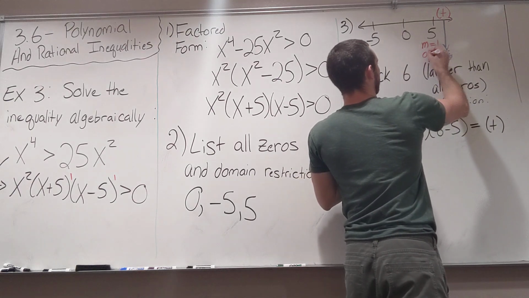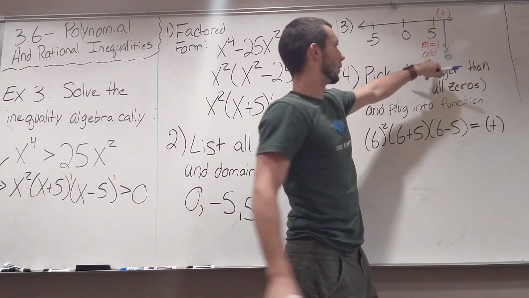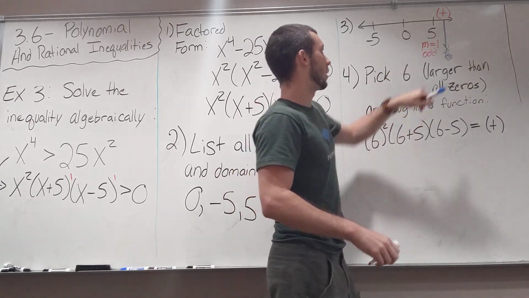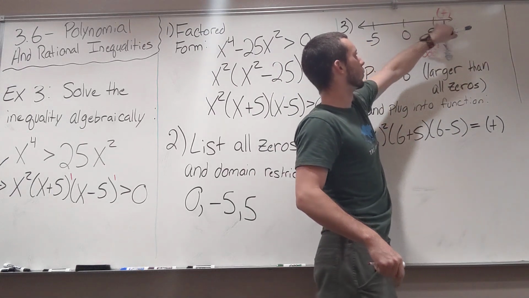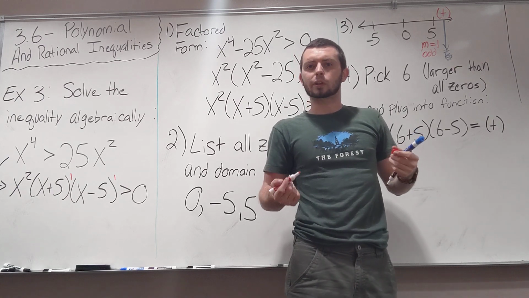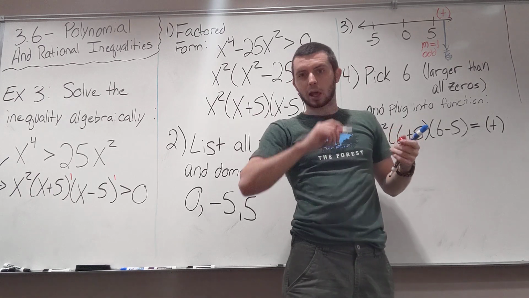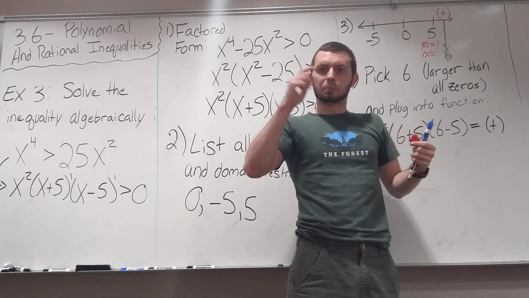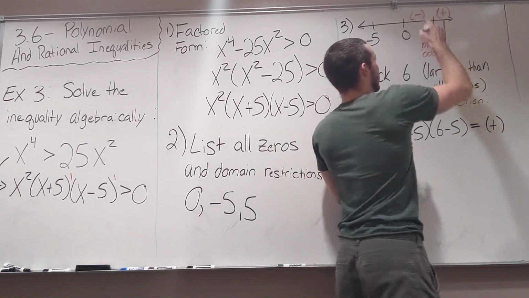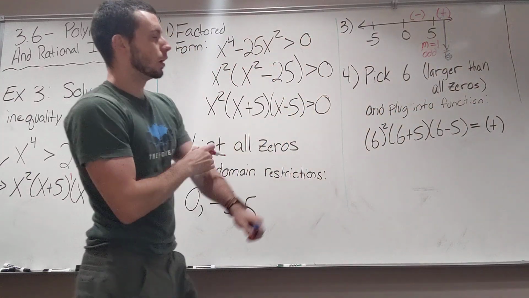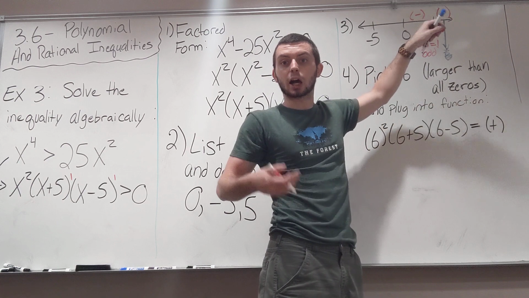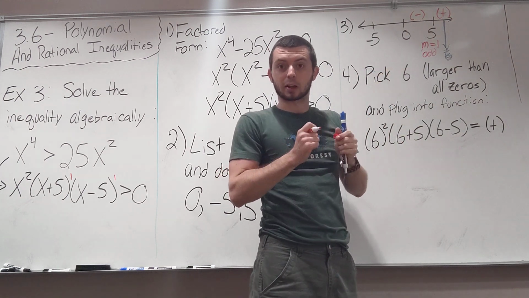So even more important, it's an odd multiplicity, which means crosses. So that means whenever we go from this segment to this segment, that sign has to alternate. What is it crossing? It's crossing the x-axis. What happens when you cross the x-axis? You go from positive to negative or negative to positive. So that's why we're going to get negative right there. Because whenever we dance around or jump around 5, which has an odd multiplicity, you have to change the sign.